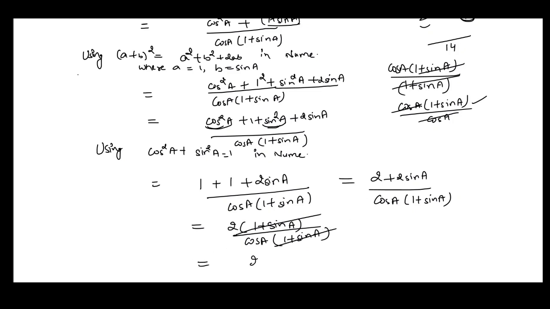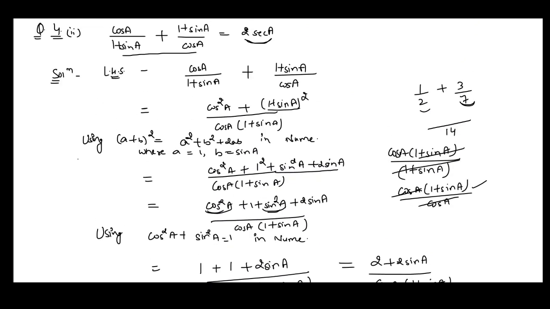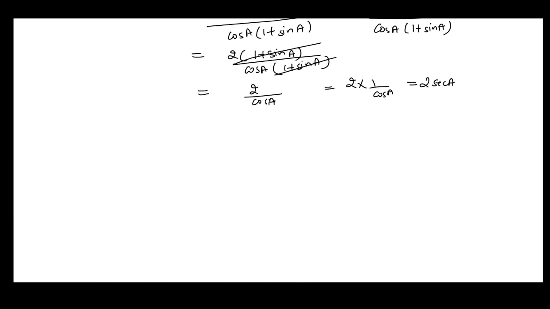We are left with 2 over cos A, or we can write it down as 2 times 1 by cos A, and we know that 1 over cos A is secant A, which is your right hand side. See? So our left hand side equals the right hand side, and hence proved, right?